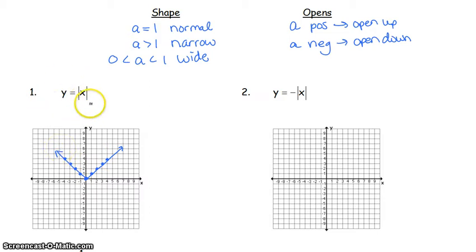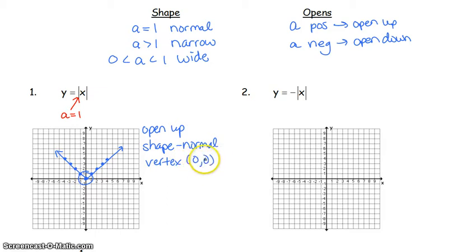When I look at my general form of the equation, I see here that my a value is that number there, and since there's no number, we're going to assume that it's 1. Because our a is 1 and it's positive, that means that we're going to open up, which we see our graph does open up. Our shape is going to be a normal shape, and our vertex, which is that pinnacle point right there, is going to be at 0, 0. There's no number being added or subtracted inside the absolute value bar, and there's no number being added or subtracted on the outside.